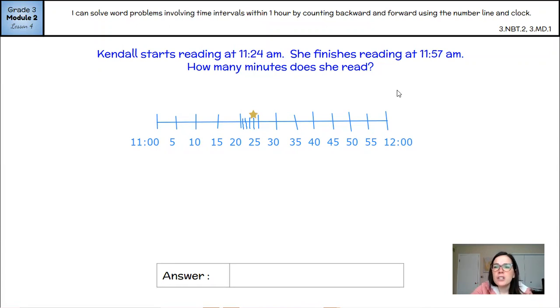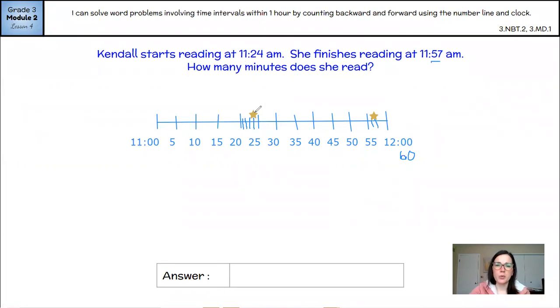Okay. She finishes at 11:57. So boys and girls, when I think about what does 57 come between? We were practicing this in small group. What does 57 come between? Well, it comes between 55 and this 12 o'clock also means 60 minutes, right? So it comes between 55 and 60. 56, 57. So I'm going to mark that with a stamp. Okay, so now I just have to figure out how much time is in between, right?